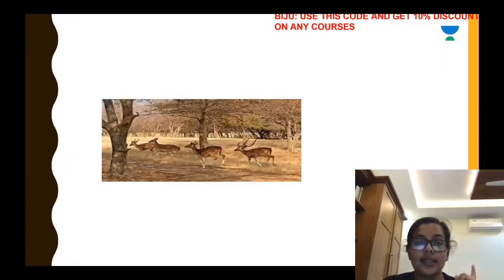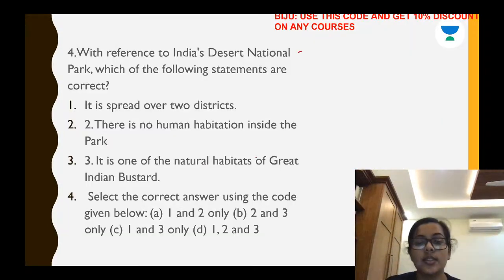So we'll see, this is the Desert National Park. Where is it? It is in Rajasthan. The Desert National Park is in Rajasthan, and it is one of the natural habitats of the Indian bustard.